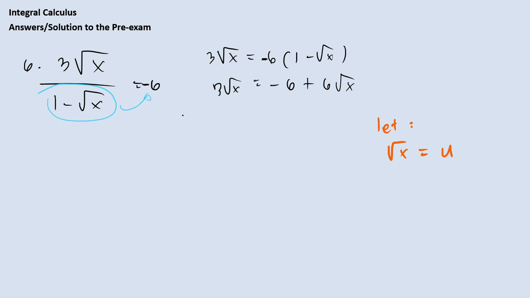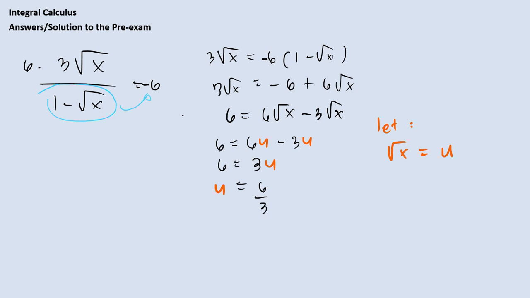Okay. So, lipat ko to dito. Magiging 6 is equivalent to 3. Wait lang. So, magiging 6 square root of x minus 3 square root of x. Again, so magiging 6 is equivalent to 6u minus 3u. So, 6 minus 3, we have 3. So, 6 is 3u. Then, we have, of course, u is equivalent to 6 divided by 3. And this becomes 2. So, magiging u is equal to 2.